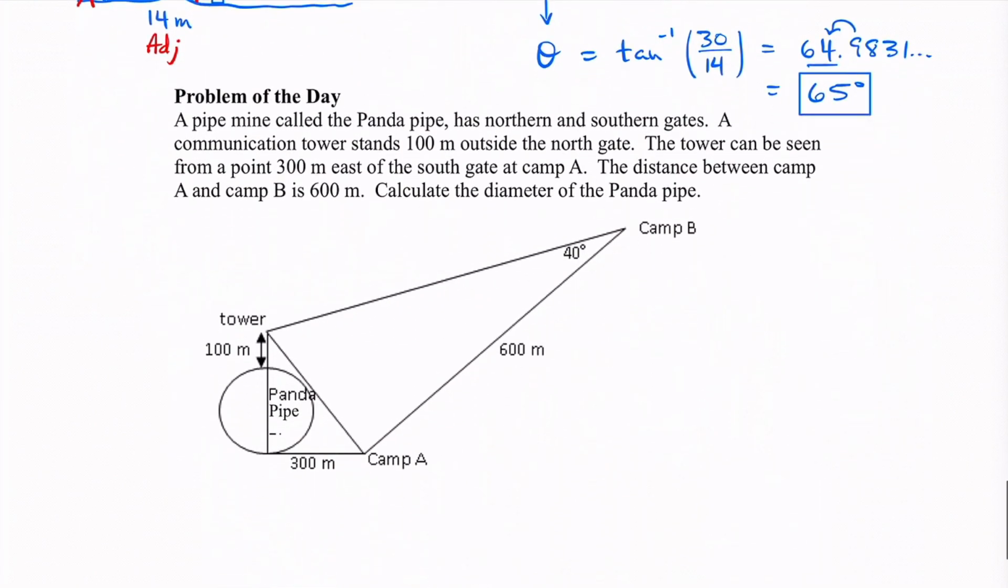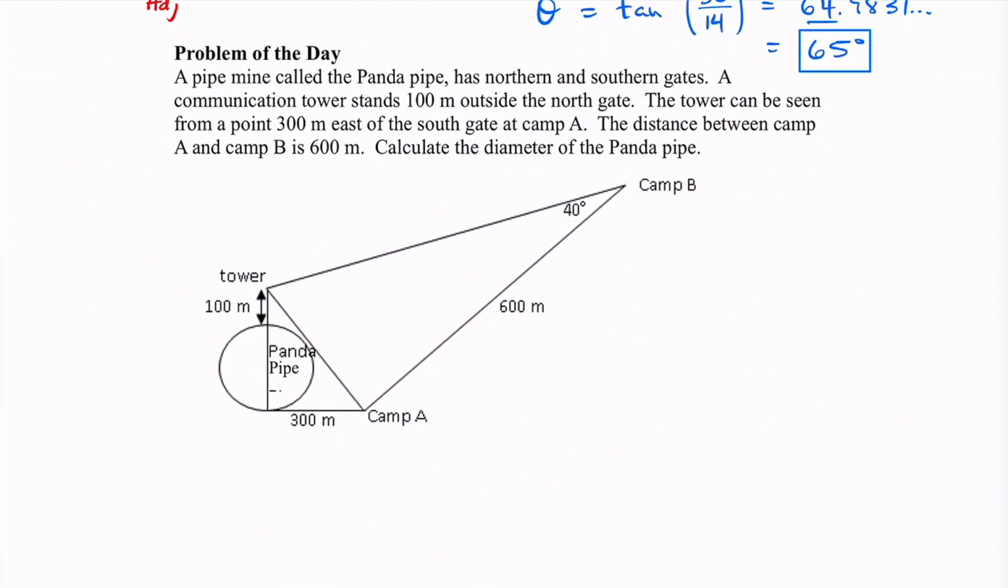Now this last question says problem of the day. We'll read it out first and then I'll give you a hint, and if you want to pause it and try to work it out before I go through it, you could do that. It says a pipe mine called the Panda Pipe has northern and southern gates. A communication tower stands 100 meters outside the north gate. The tower can be seen from a point 300 meters east of the south gate at Camp A, so that is right here. The distance between Camp A and Camp B is 600 meters, so that's from here to here. It says calculate the diameter of the Panda Pipe.